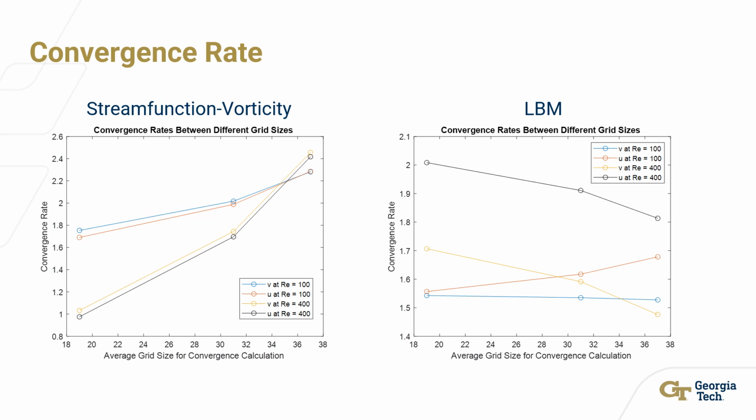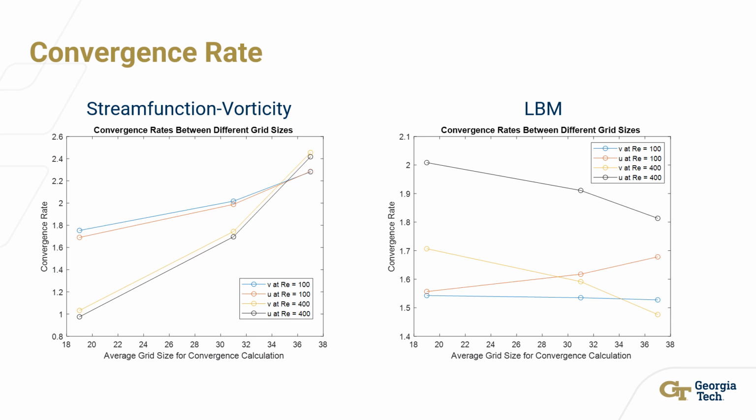Here are some other interesting results I got from the convergence rate. As you can see in the graph on the left for the stream function vorticity, the far left dots are when I compared between grids 13 and 25, the middle dots are when I compared between grids 13 and 49, and the far right dots are when I compared from 25 to 49.